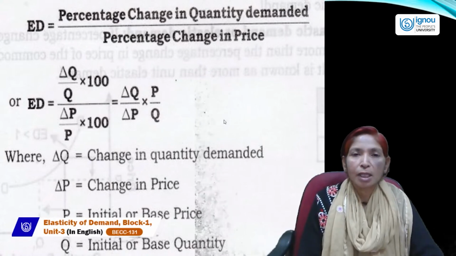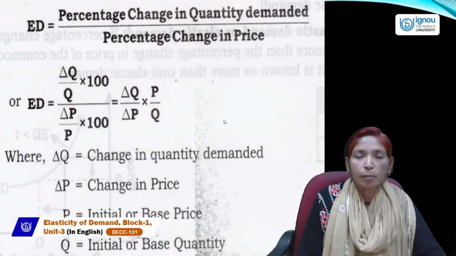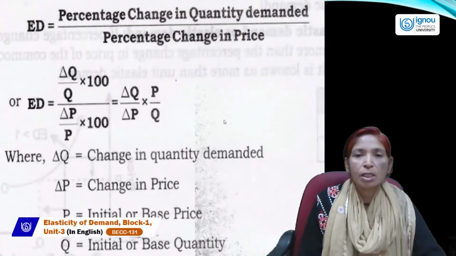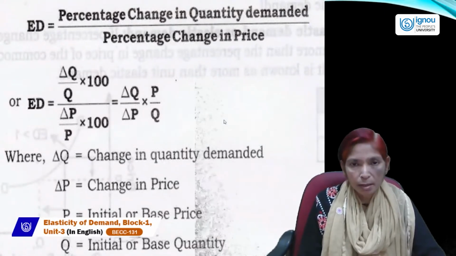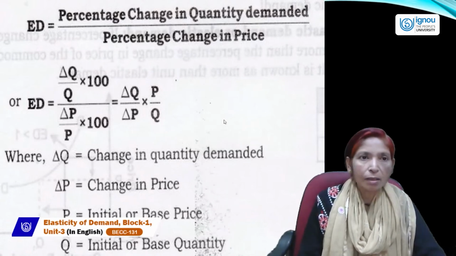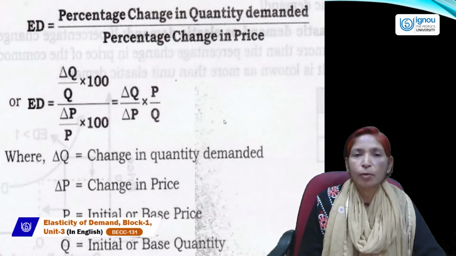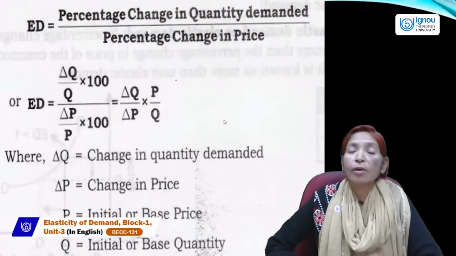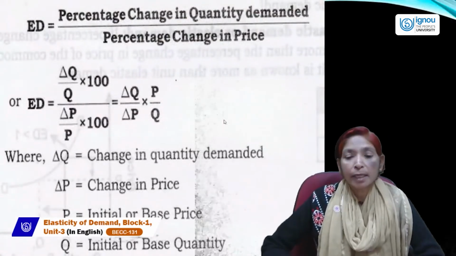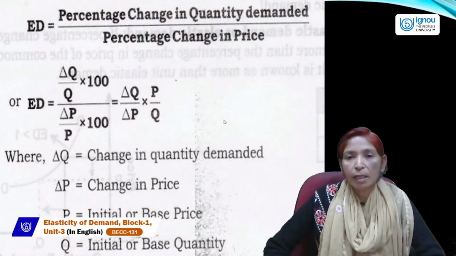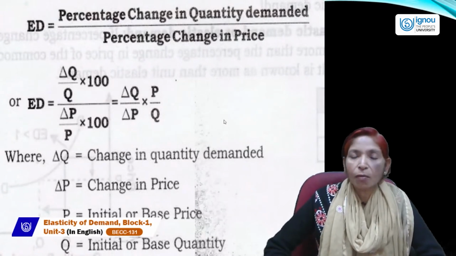One is percentage change. If it is given that percentage change in quantity demanded is 10% and percentage change in price is 20%, then we can estimate ED by using the first formula, 10% divided by 20, and we get the answer of 0.5. And 0.5 means that elasticity of demand is not perfectly elastic, not perfectly inelastic. It is less than 1.